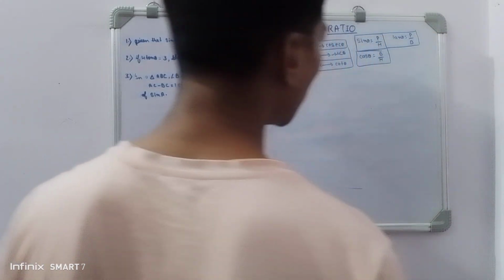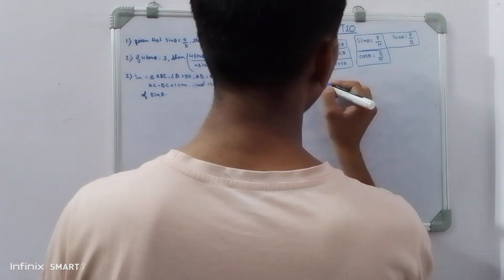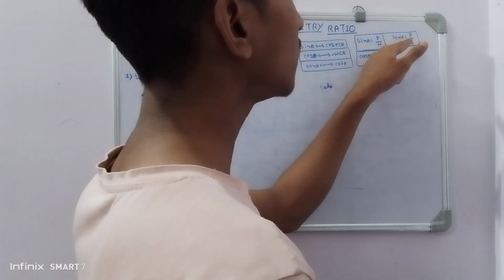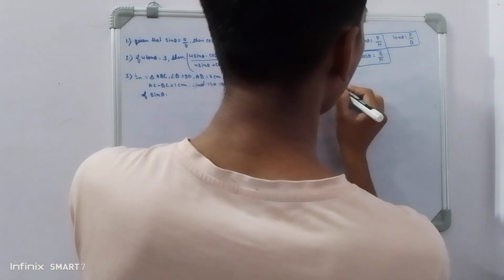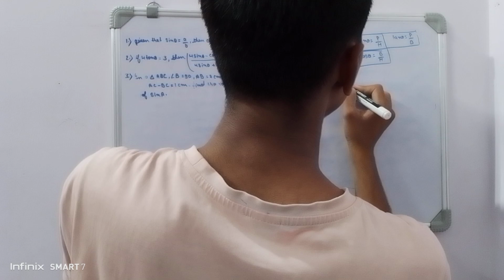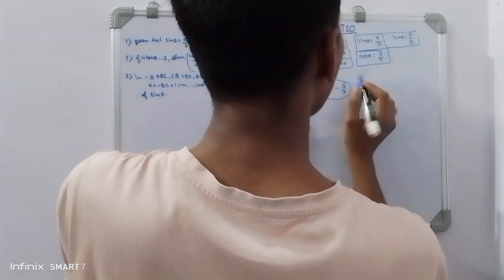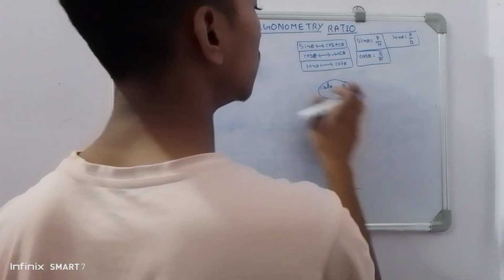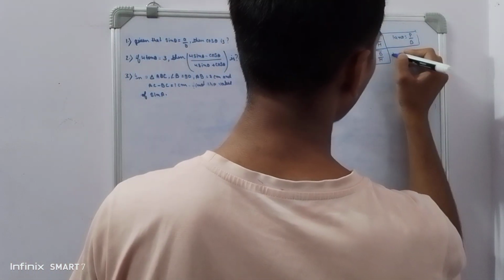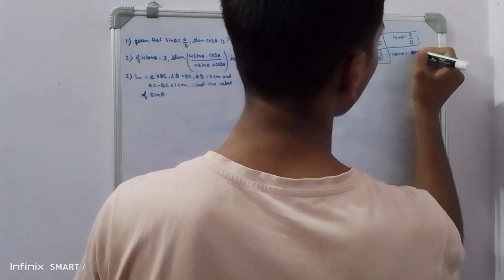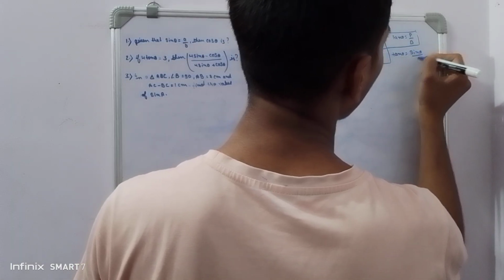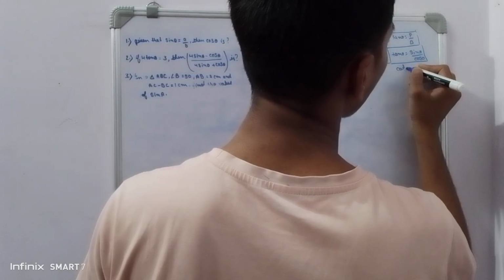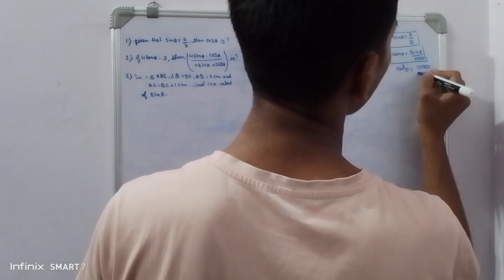And if you would like to know the meaning of cot theta, as you know, the opposite of tan theta is cot theta. So if tan theta is P by B, then its opposite is B by P. Like this you can remember, its opposite is also opposite. Now tan theta can be written as sin theta by cos theta, and cot theta can be written as cos theta by sin theta.